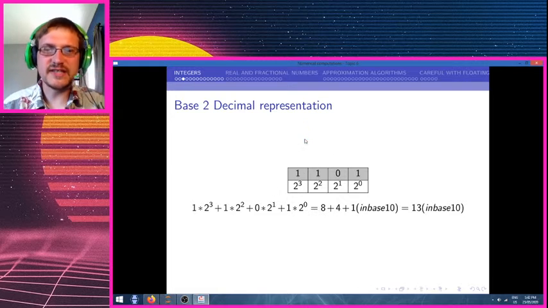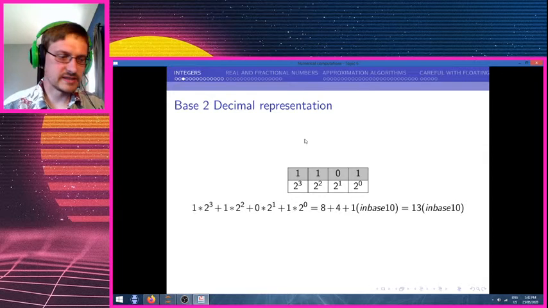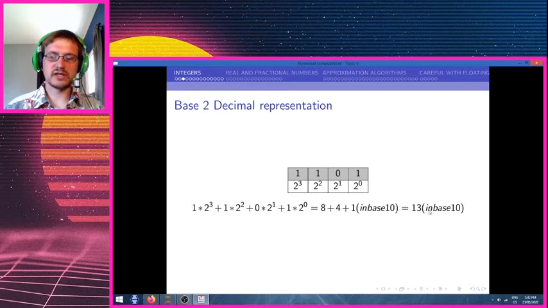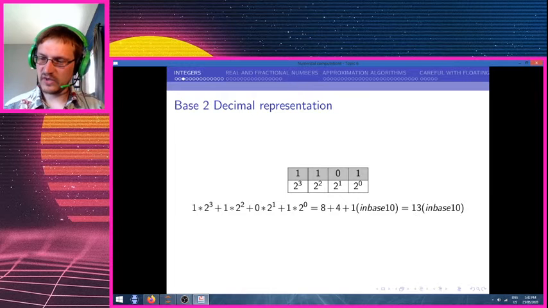In the binary system, it's the exact same thing, except the only digits which are allowable are 1s and 0s. So in this particular case, 1101, we have 1 times 2 to the third, plus 1 times 2 to the second, plus 0 times 2 to the first, plus 1 times 2 to the 0th, which is 8 plus 4 plus 1, which is 13. That's how the binary system works.